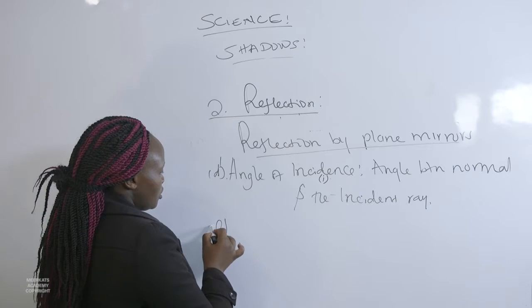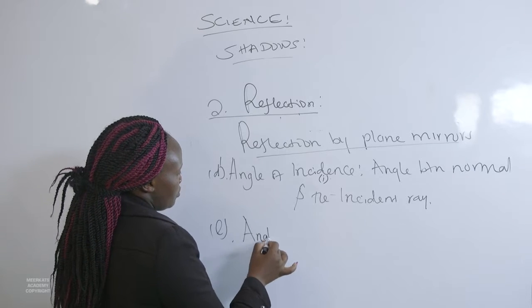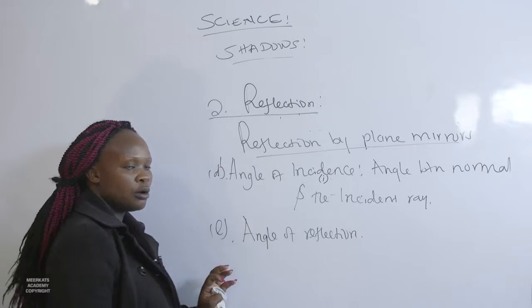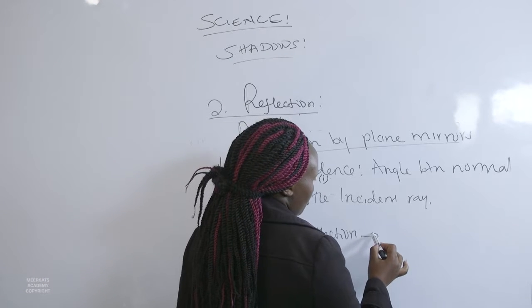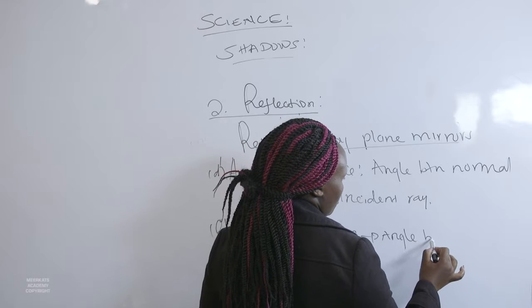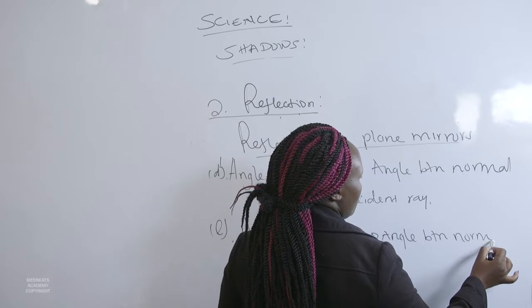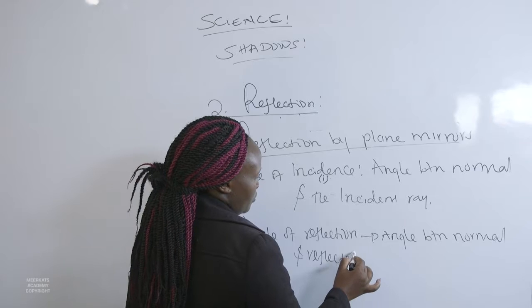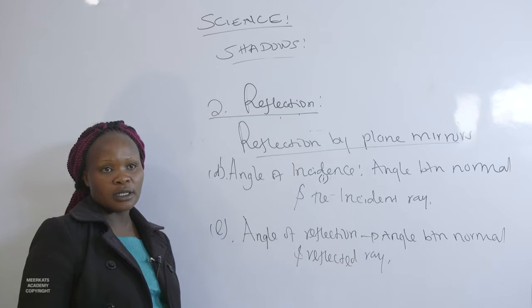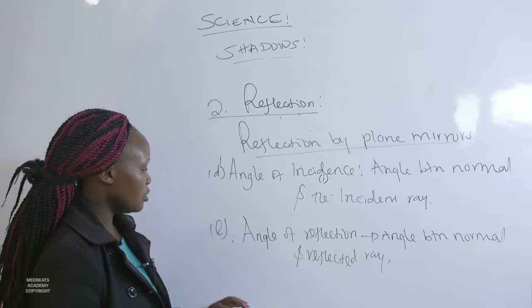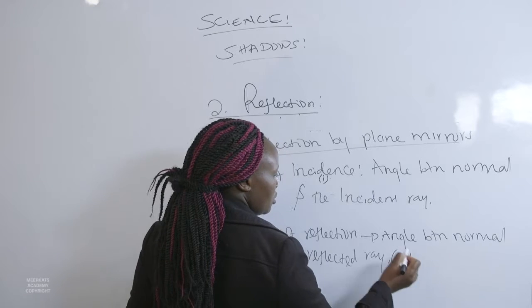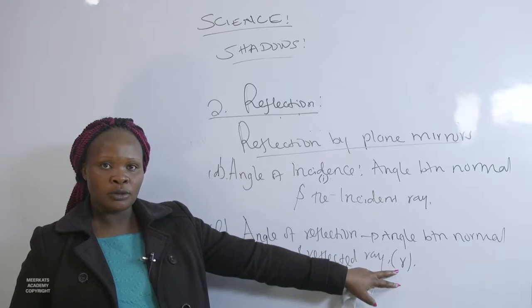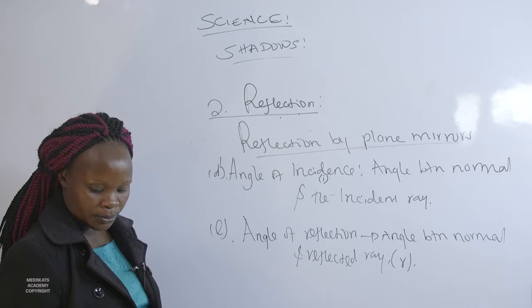Now we could also talk about the last term, which is the angle of reflection, which is the angle between the normal and the reflected ray. That is the angle between the normal and the reflected ray. Sometimes we use small r to represent the same.